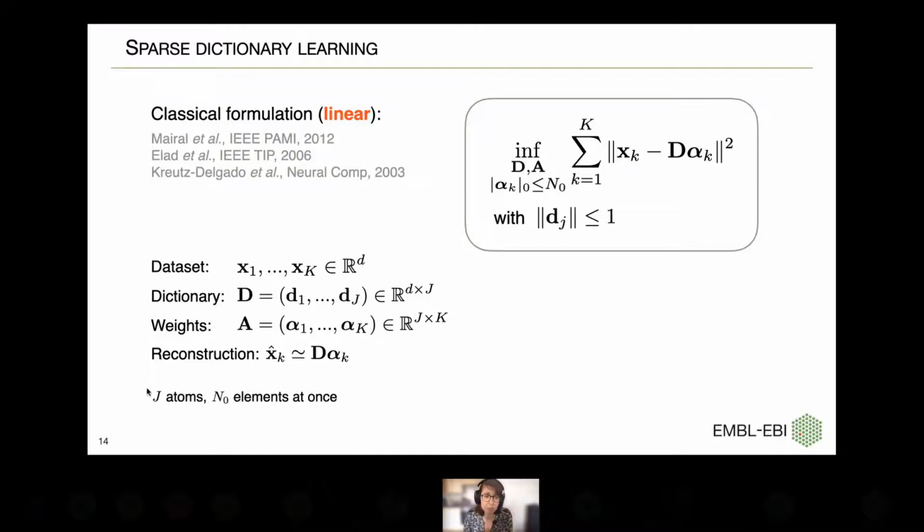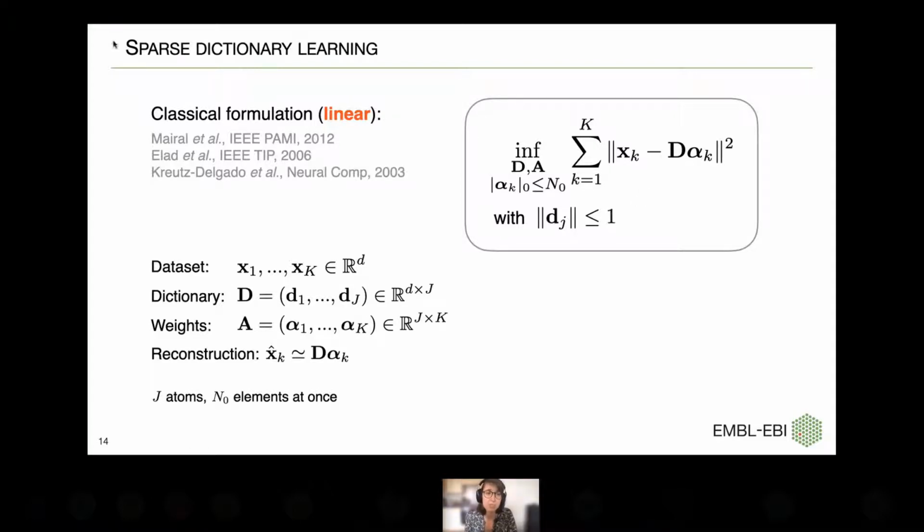And if J, the number of elements in the dictionary, is small, then this is a dimension reduction technique, right? This is effectively searching for a way to encode the data with the smallest number of elements. So in a sense, this allows you to retrieve the main patterns that are present. And in this sense, it may sound very familiar and very similar to principal component analysis, and it has indeed some links to it.